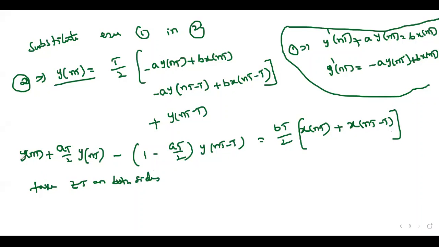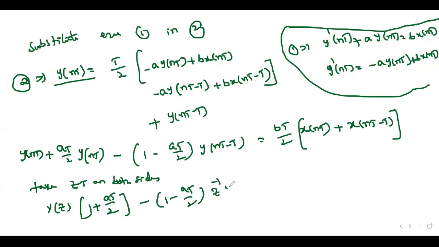Therefore, what do you get here? Y of nT is written as y of z. Then of course you can take common, here also y of nT. So I can make it like y of z into 1 plus aT by 2. Then here for this I will take 1 minus aT by 2 into y of nT minus T. It is like a shifted version, one time shifting. So z power minus 1 you will get.